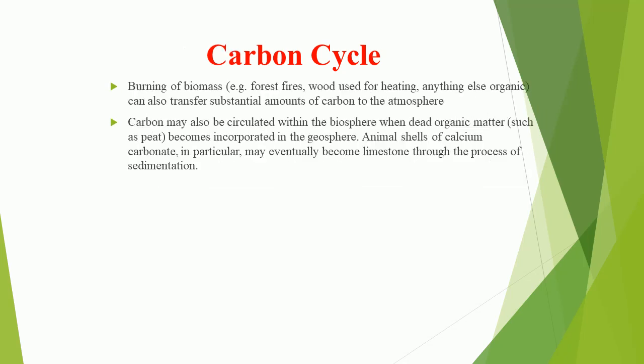Carbon cycle. Burning of biomass, e.g. forest fires, wood used for heating, anything else organic, can also transfer substantial amounts of carbon to the atmosphere. Carbon may also be circulated within the biosphere when dead organic matter, such as peat, becomes incorporated in the geosphere. Animal shells of calcium carbonate, in particular, may eventually become limestone through the process of sedimentation.